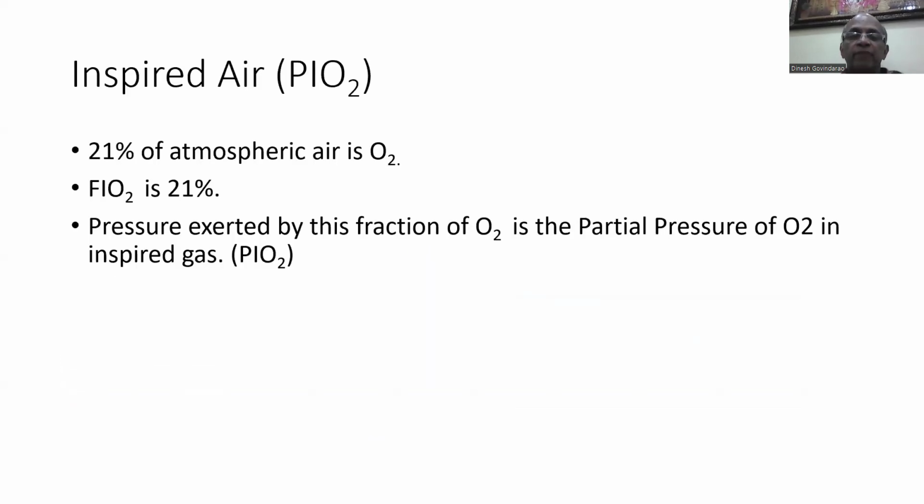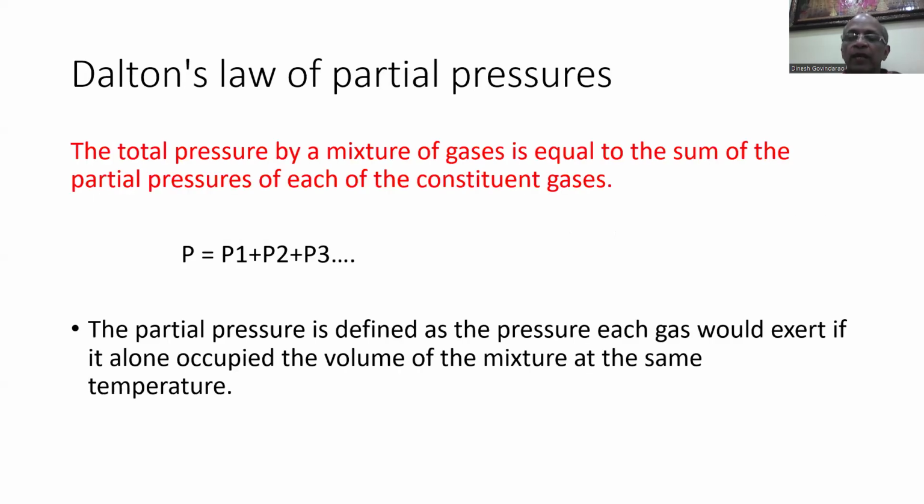The inspired air, the atmospheric air has 21% of oxygen. So the oxygen concentration is 21% in the inspired oxygen. So the pressure exerted by this fraction of oxygen is the partial pressure of oxygen in the inspired gas, or PiO2. It follows Dalton's law of partial pressures that the total pressure exerted by a mixture of gases is equal to the sum of the partial pressures of each of its constituent gases.